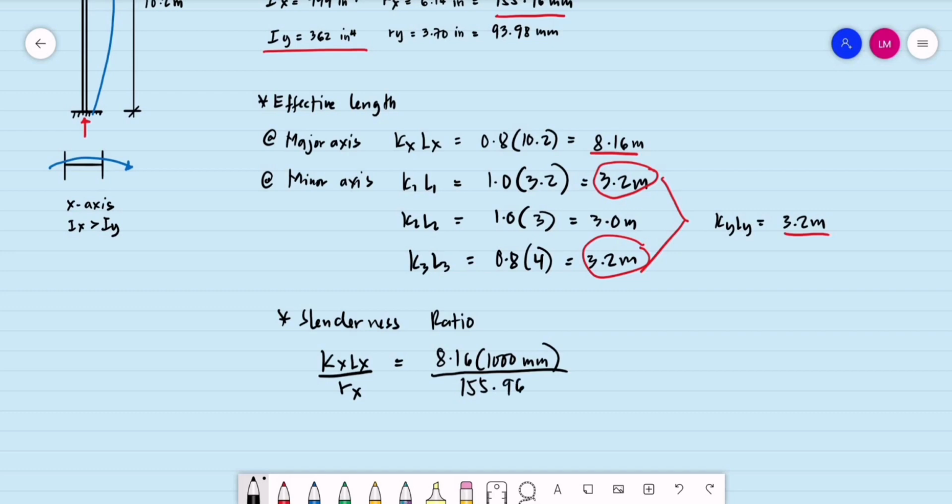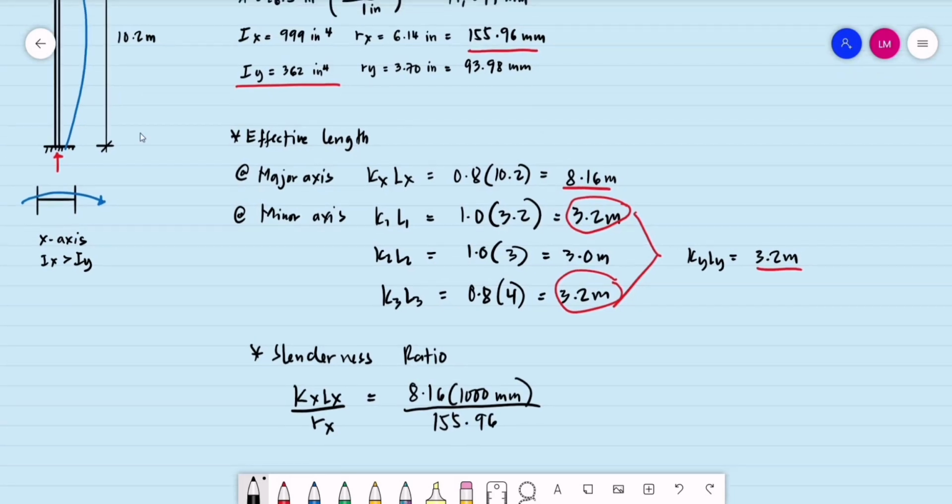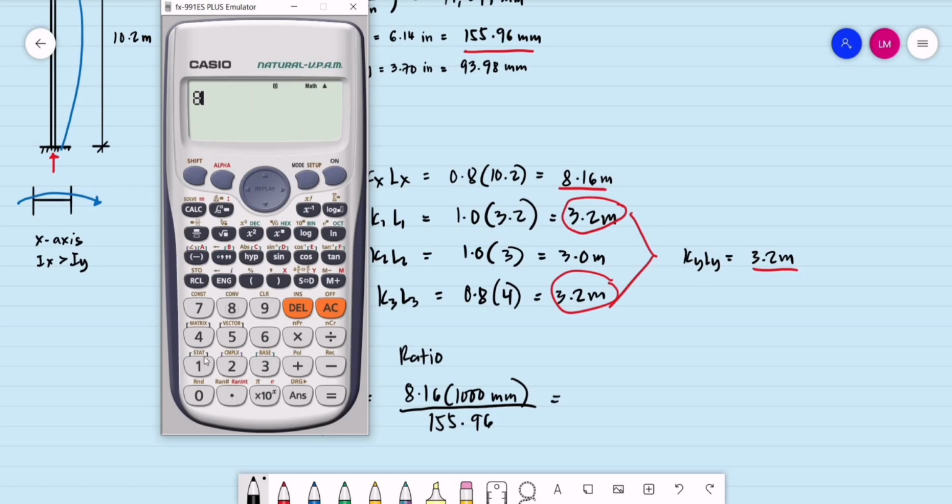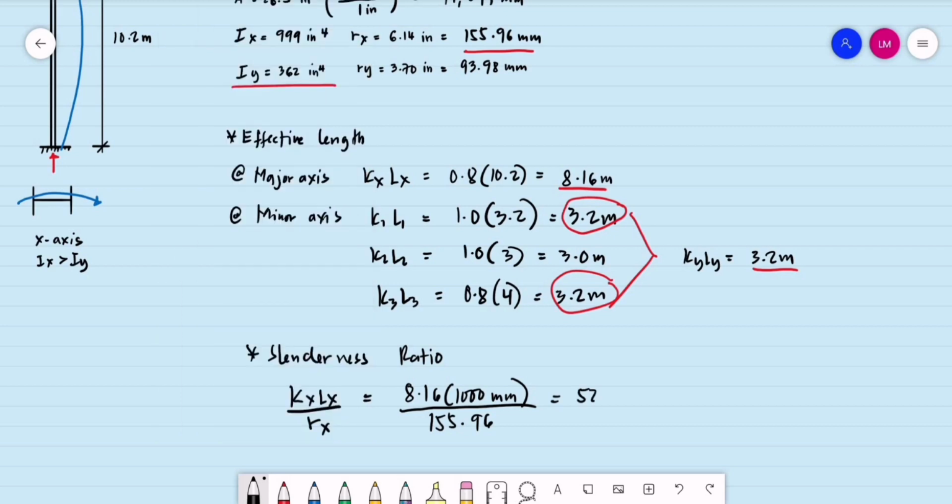So that is the Rx, 155.96. Let's have the slenderness ratio with respect to the x-axis. We have 8.16 multiplied by 1,000, divided by 155.96. That is equal to 52.32.